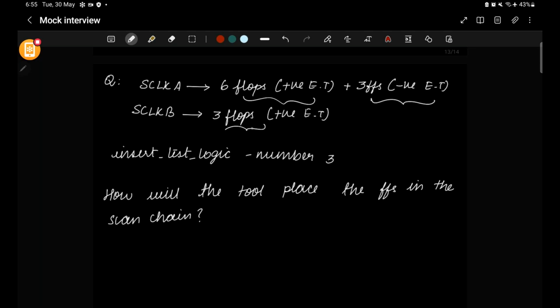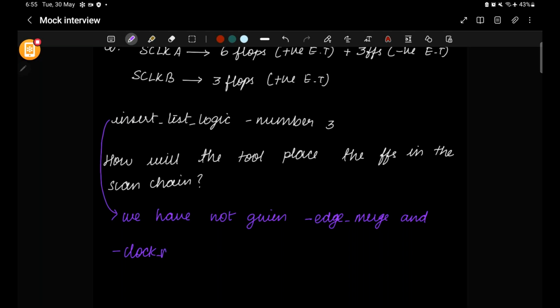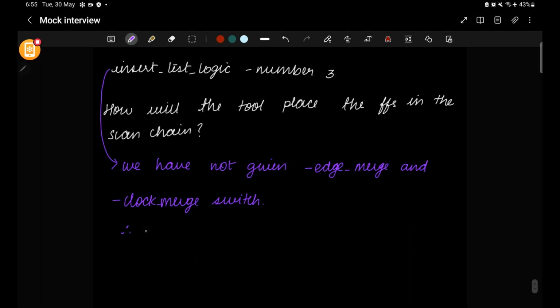Okay. So here if you see in this command, we have not given the hyphen edge merge and hyphen clock merge switch. Therefore, the tool will not go for edge mixing and domain mixing.